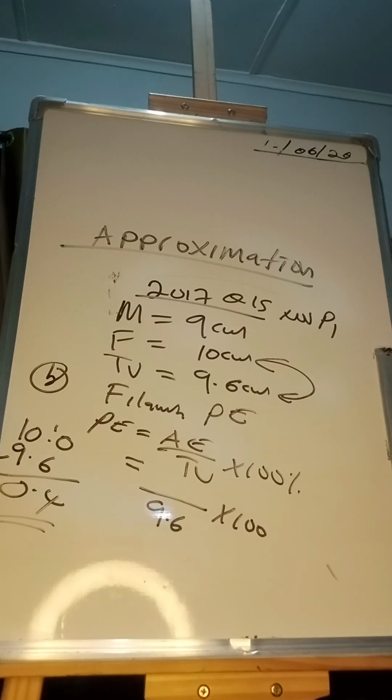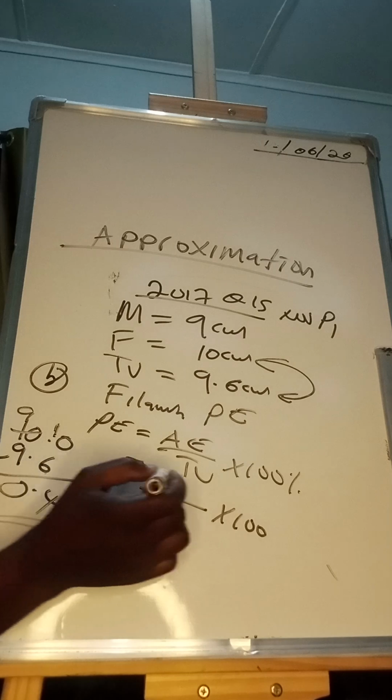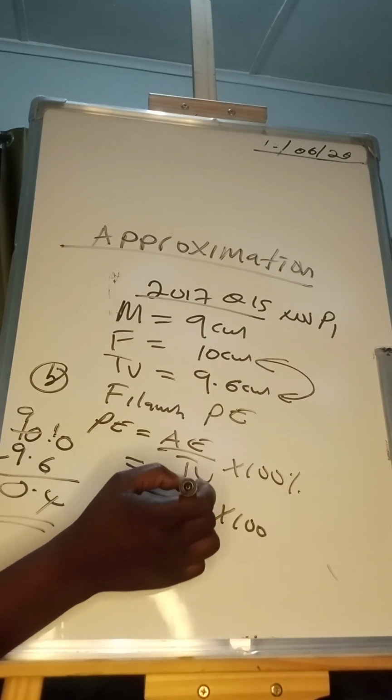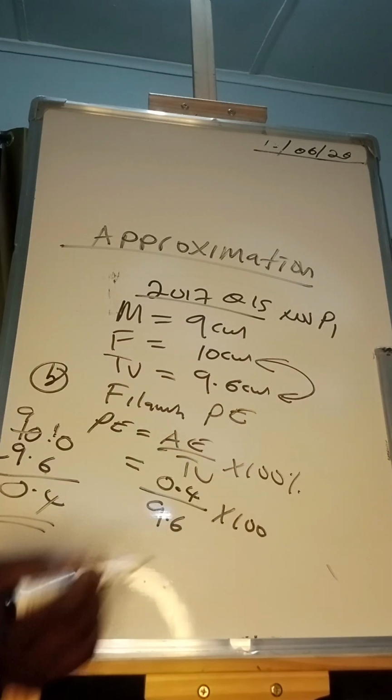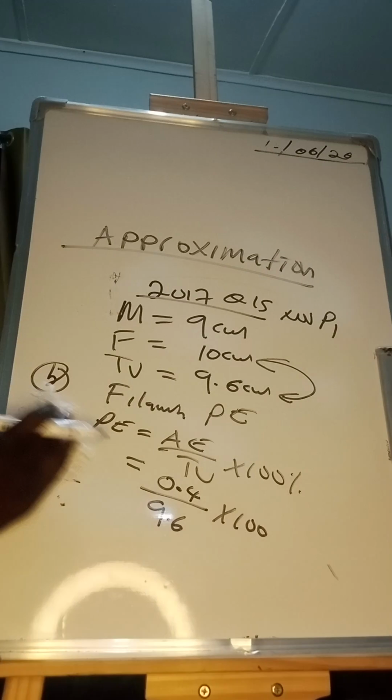Without a calculator, you say: here it can't, so you write here 9. 10 take away 6 is 4. 9 take away 9 is 0. So here it was 0.4, not 0.6. Hope that is taken note of.